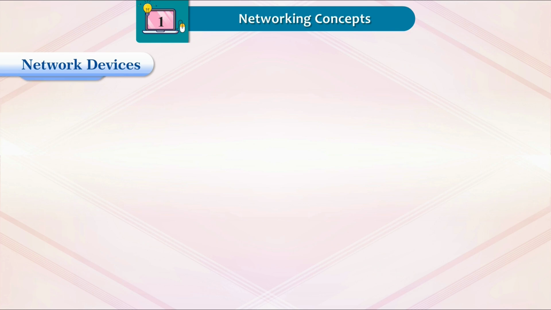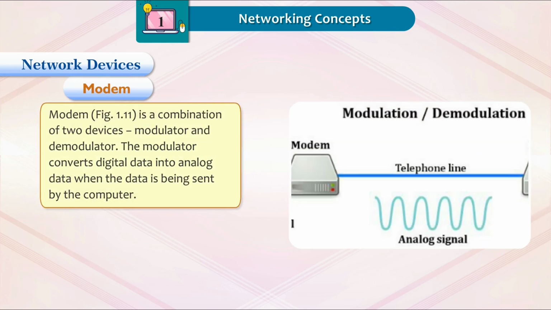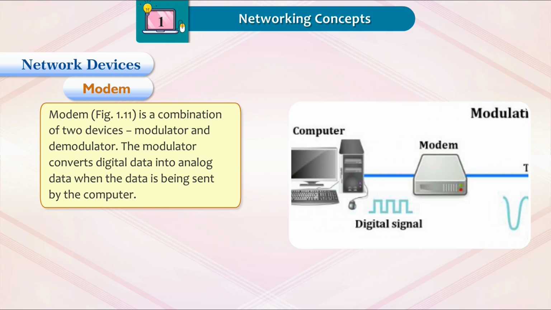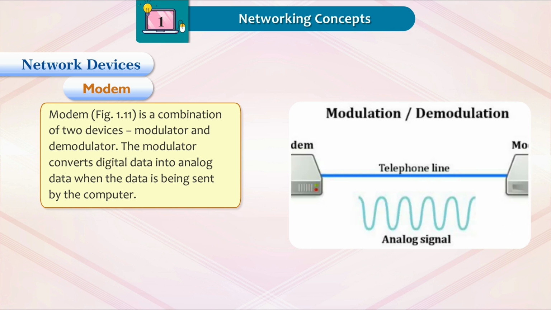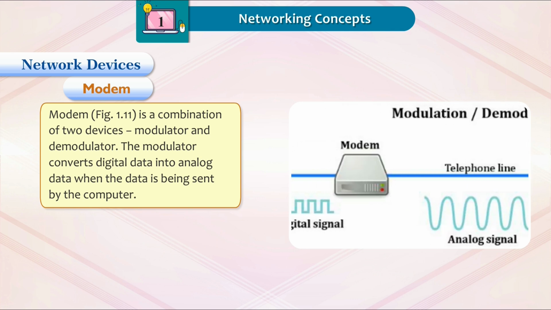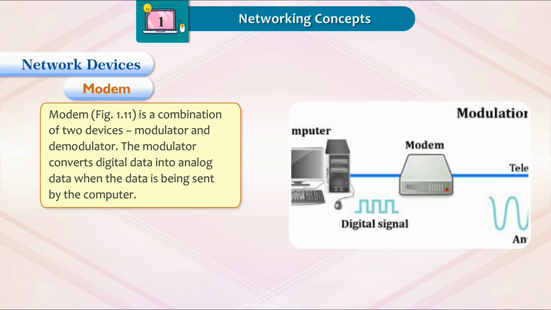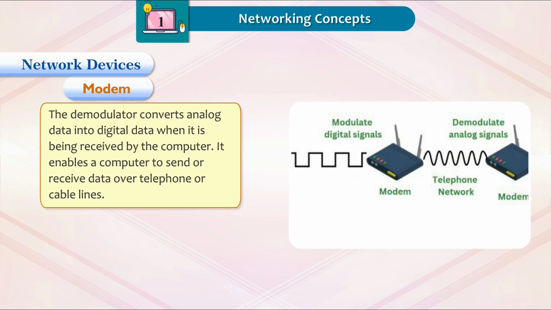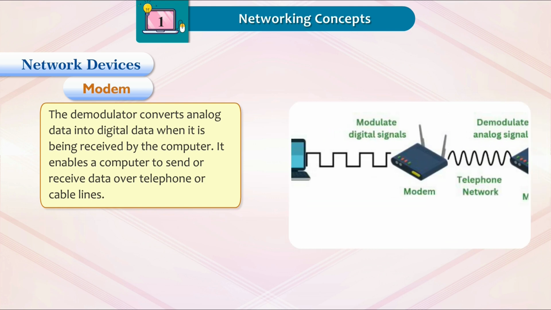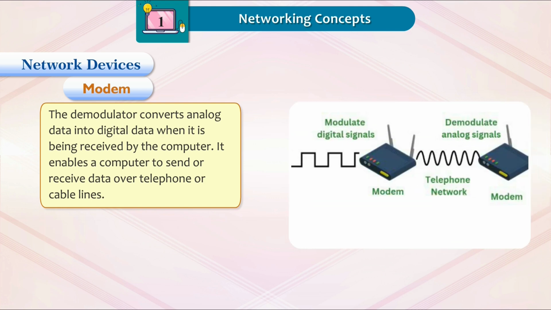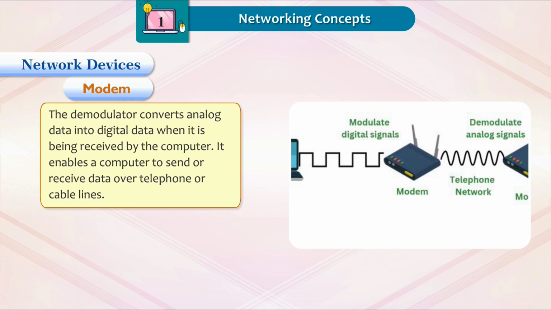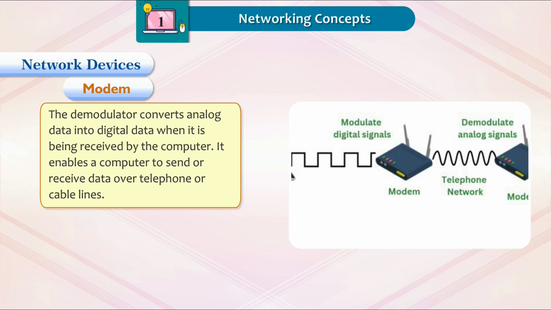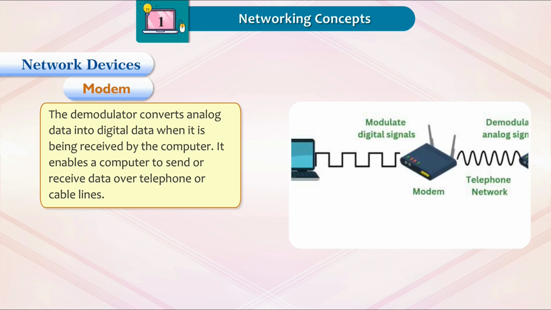Network devices. Modem. Modem is a combination of two devices, modulator and demodulator. The modulator converts digital data into analog data when the data is being sent by the computer. The demodulator converts analog data into digital data when it is being received by the computer. It enables a computer to send or receive data over telephone or cable lines.